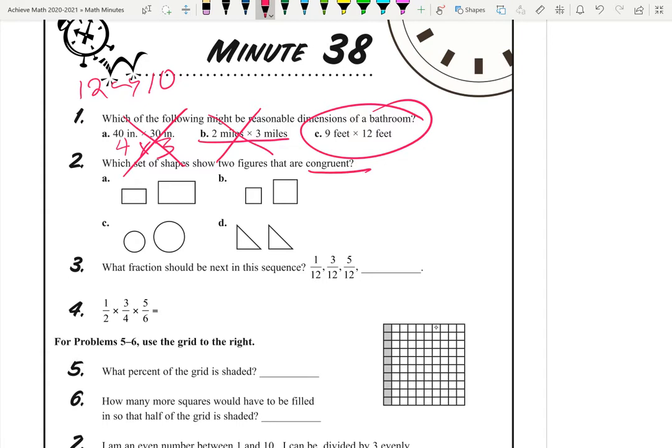From last time, you have to remember congruent means that they are exactly the same size. A, B, C are considered similar. Number 3, which should be the next one in the pattern, we'll examine it. It has to be consistent. It adds 2 twelfths, and then it's going to add another 2 twelfths. So it's going to be 7 twelfths.